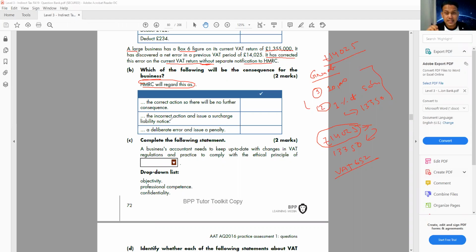Very good. It is a deliberate error. When the error is more than the threshold, we have to tell HMRC separately, and if we don't, it will be treated as a deliberate error and you will get a penalty for that. So, a deliberate error and issue a penalty.